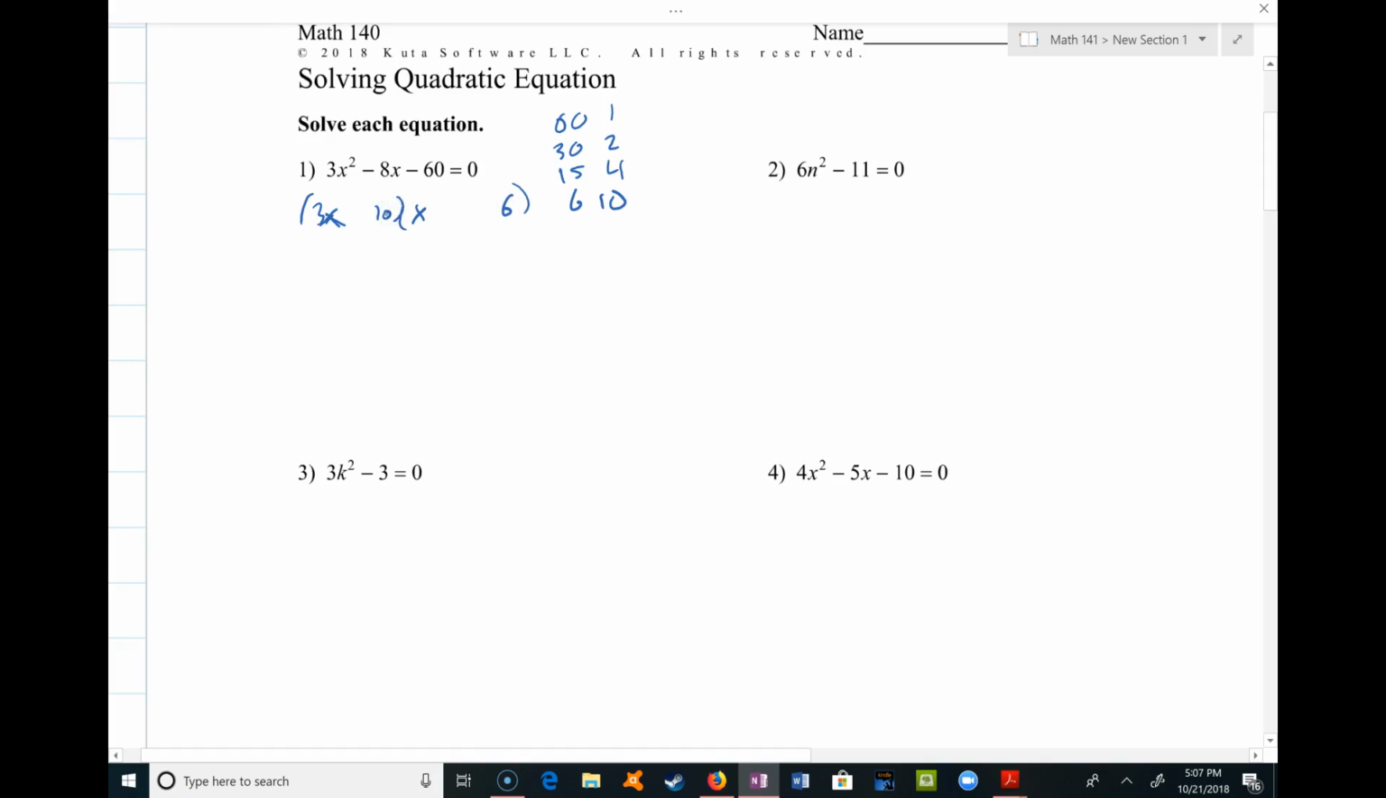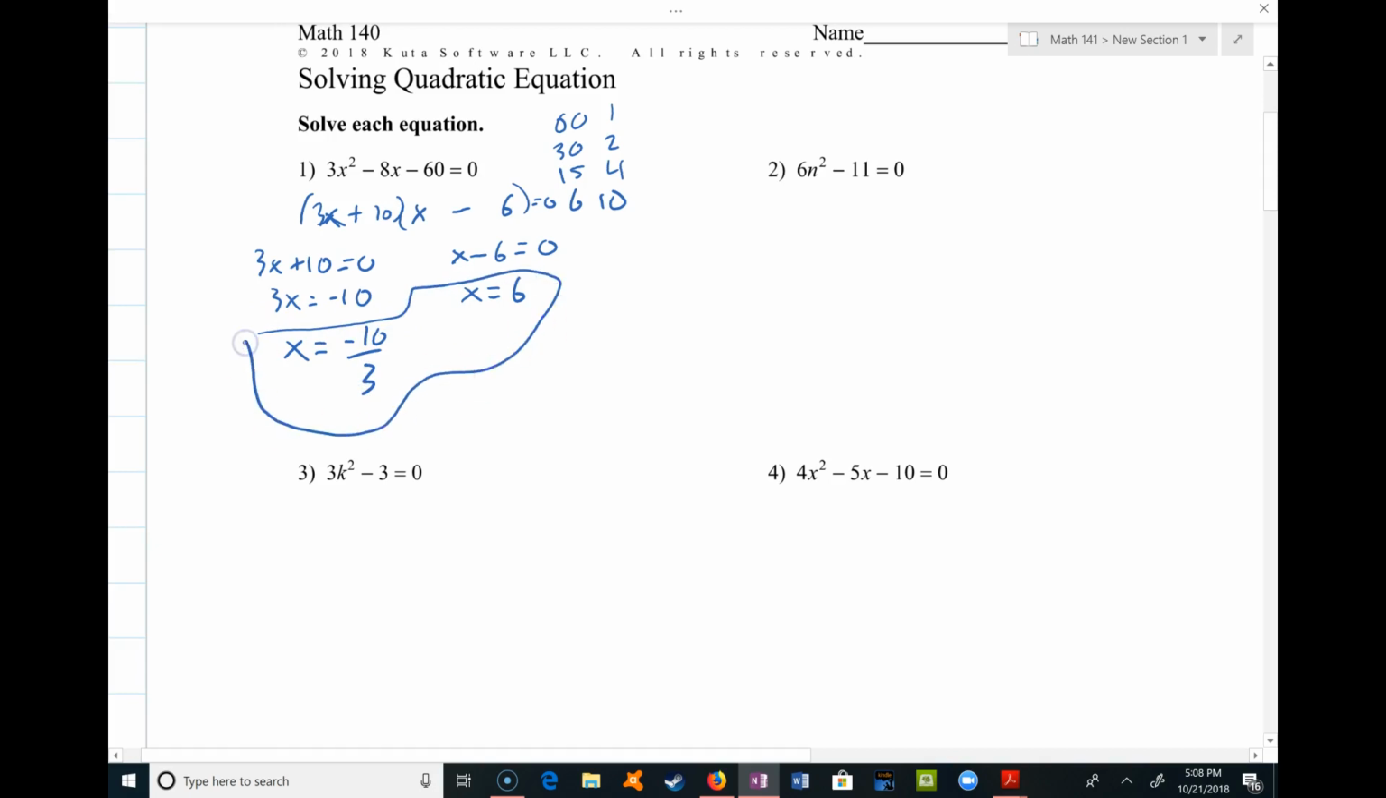Does that work? So then I want a negative 18 plus 10, and that would give me the negative 8x. Yep. So then, of course, that's equal to 0. So that means that 3x plus 10 is equal to 0, or x minus 6 is equal to 0, because of the zero product rule. If this is equal to 0, that means x is equal to 6. And this would mean that 3x is equal to negative 10, which means x is equal to negative 10 thirds. So that would be my two answers.